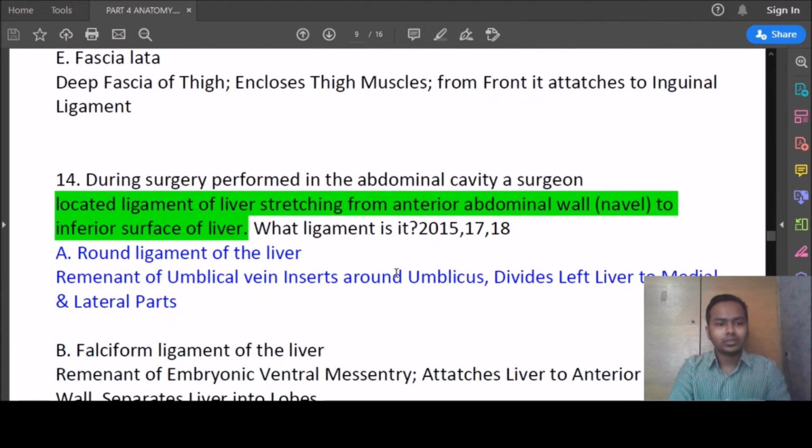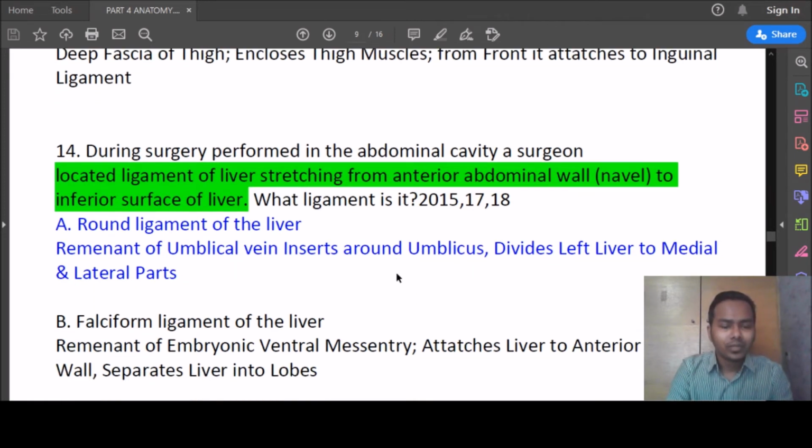14th question. During surgery performed in the abdominal cavity, a surgeon located a ligament of the liver, which is stretching from the anterior abdominal wall to the inferior surface of the liver. That is the round ligament of the liver, which is a remnant of the umbilical vein that inserts around the umbilicus. When the umbilical cord is present, there is an umbilical vein. After the baby is born, that umbilical vein turns into the round ligament of the liver.